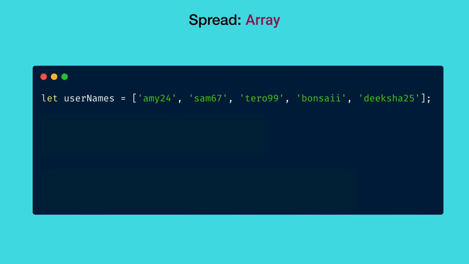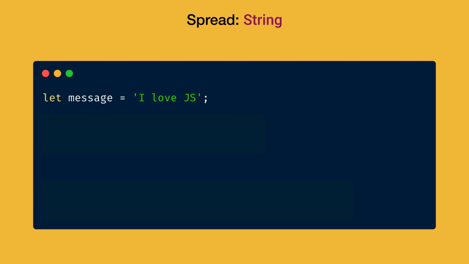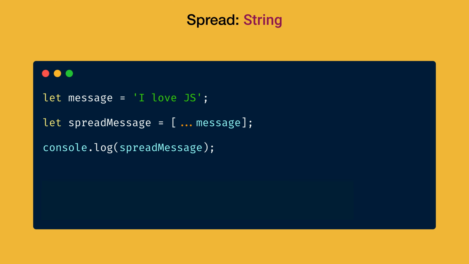We have a usernames array containing a couple of usernames. There is another variable spreadUsernames which expands all elements inside usernames array. When we log the value of spreadUsernames, it spreads out all the elements from usernames and puts them in the new array. Let's look at another variable message that holds a string, I love JS. String is nothing but an array of characters, so we can similarly spread a string inside an array literal. Now when we log the value of spreadMessageArray, it gives us back this output. Did you notice that every character has been spread as a separate element in the spreadMessageArray?